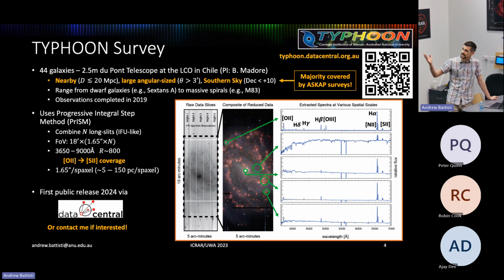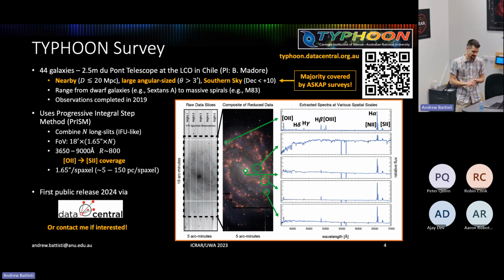The nice thing is that it ranges quite a bit in terms of stellar mass of galaxies. So it encompasses things from dwarf galaxies all the way up to large spirals. So here's an example showing M83.